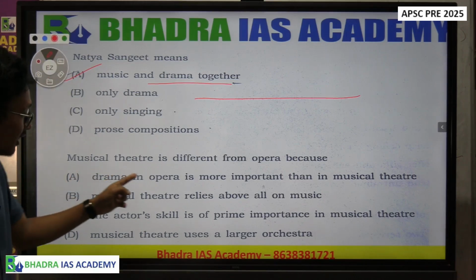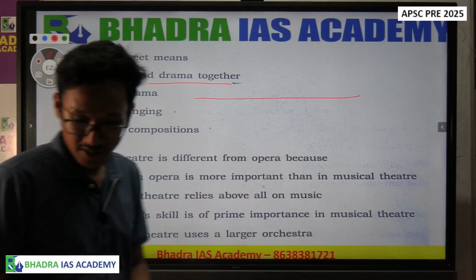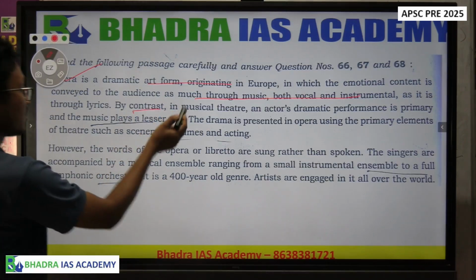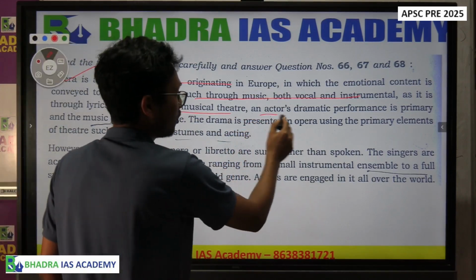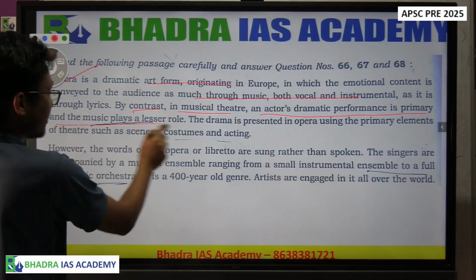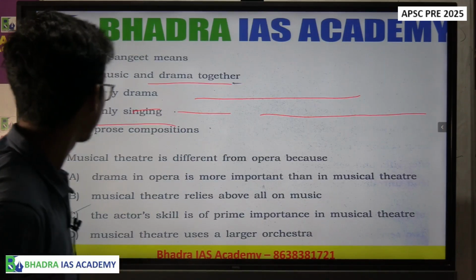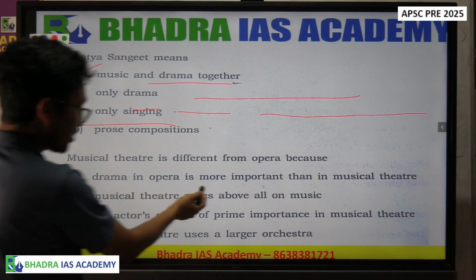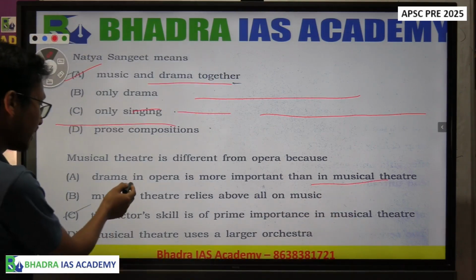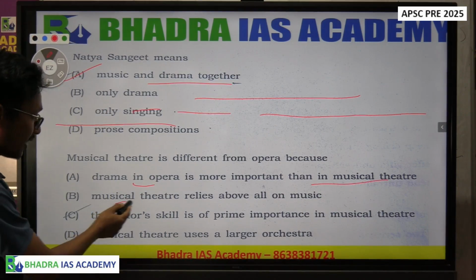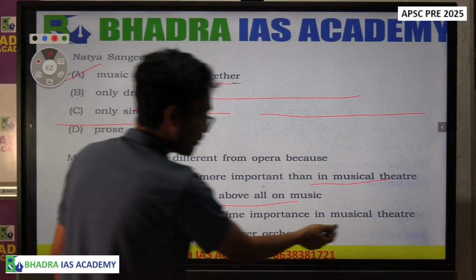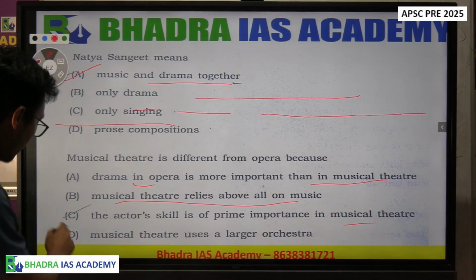And the musical theater is different from opera because, so here answer to direct diya ase. By contrast, in musical theater an actor's dramatic performance is primary and the music plays a lesser role. So ei kotha tu yat khudise. Yes, so drama in opera is more important than the musical theater. Okay, so it ulta likhise. Musical theater relies above all on music. So the actor's skill is of prime importance in the musical. So exact, almost exact line to tate koa ase.